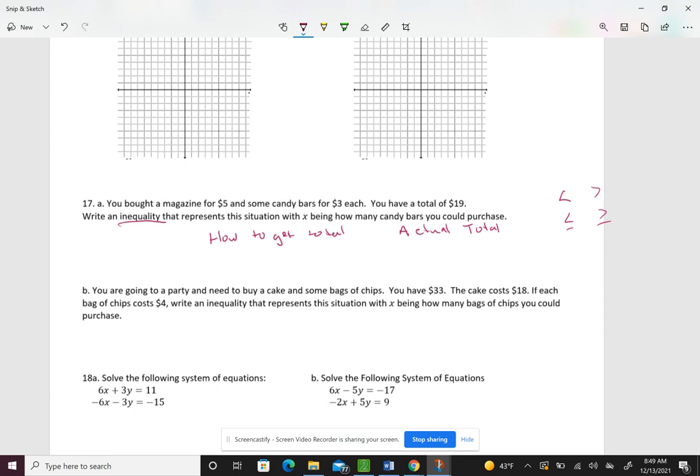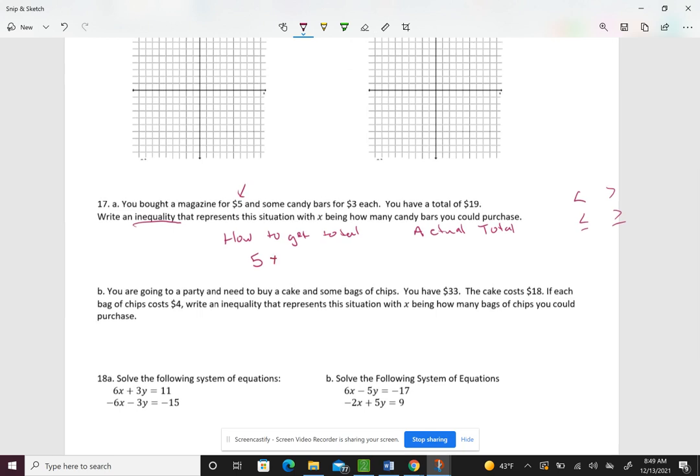You know that you bought a magazine for $5. So automatically I'm going to be paying $5, and then I'm going to buy some candy bars. So on top of this $5, I'm not losing money, I'm gaining money, right? I'm spending more. So if I'm spending more, I know it's a plus.